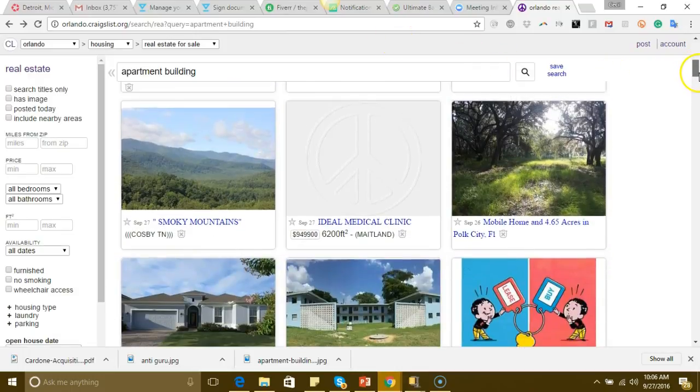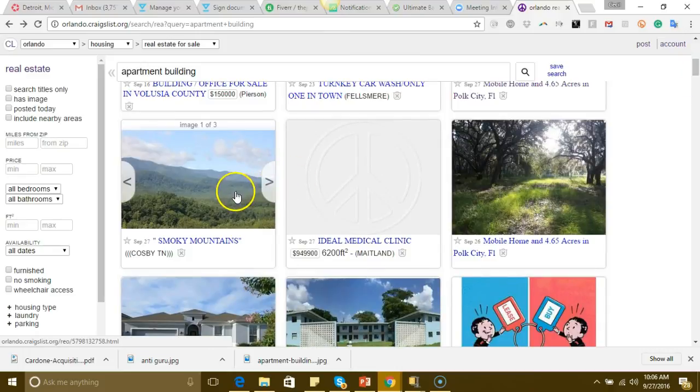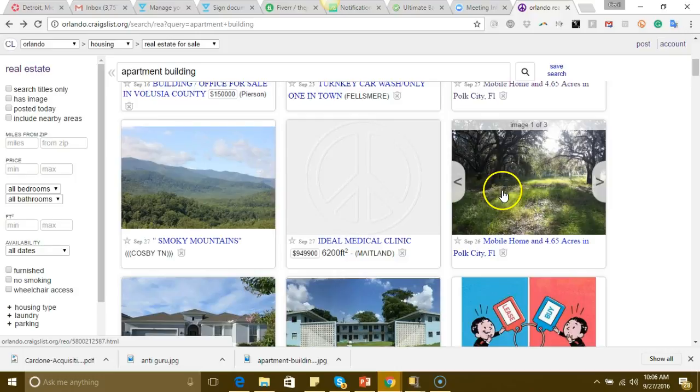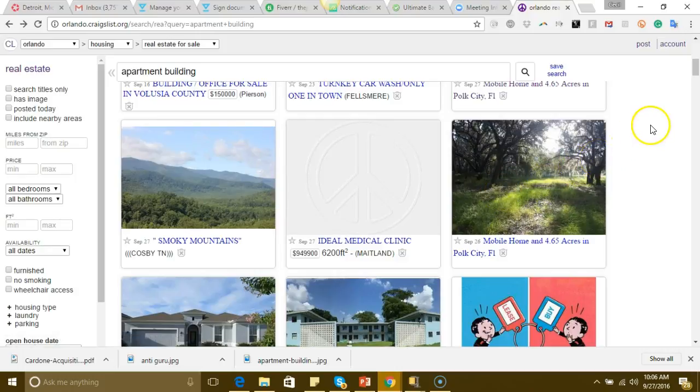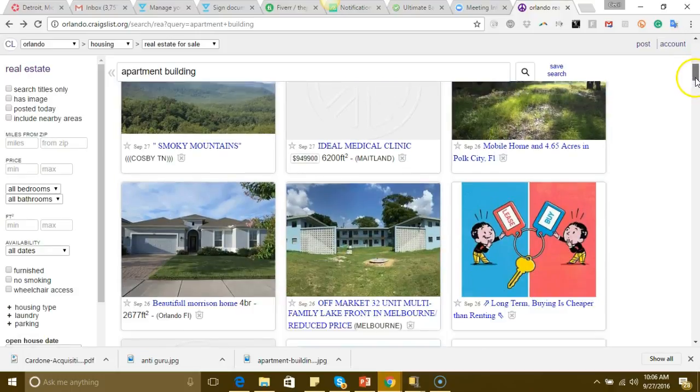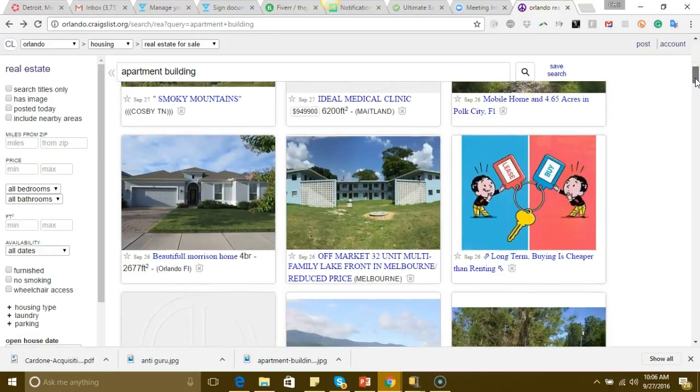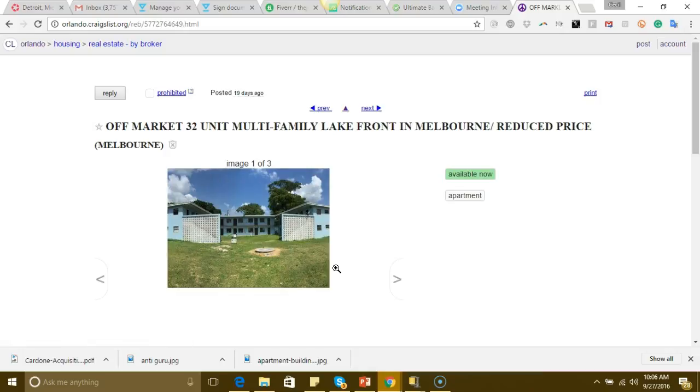So we're looking for apartment buildings here. This may be some land here. Mobile home, that looks like the same ad there. Off market 32 unit multifamily. Let's see what this is all about. This would be something that may be a good lead. We'll see. It's in Melbourne, Florida.